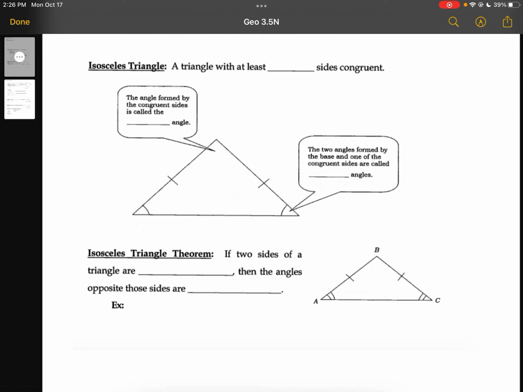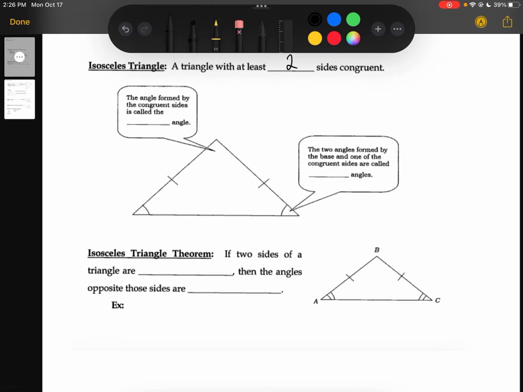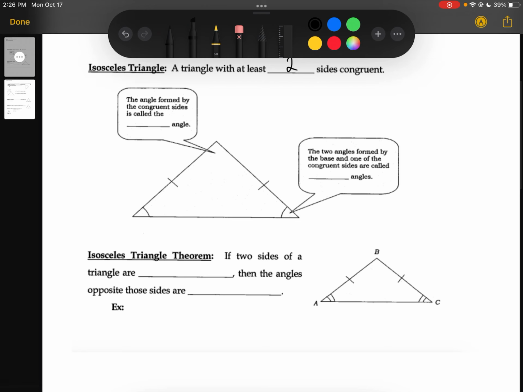So isosceles triangle, definition refresher here: a triangle with at least two sides that are congruent. In this case, see each of these individual dashes, they're telling us that those two sides are congruent. The angle formed by the congruent sides is called the vertex. So what that means is it is in between the congruent sides. Specifically, the only angle that works for that is right there.